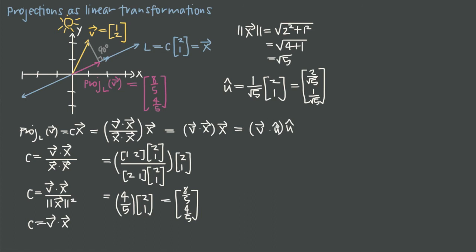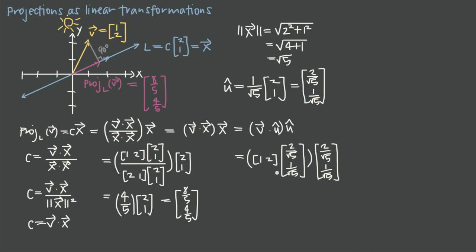And if we use this second method, so we used the first method here where it was this more complicated projection formula, now we're doing the second method where we have this simplified projection formula because of the fact that we normalized x. If we calculate the projection vector this way, then what we get here is the vector v, which we know is the vector 1, 2, multiplied by the unit vector, which is 2 over root 5, 1 over root 5, and then multiplied by the vector u, so 2 over root 5, 1 over root 5.